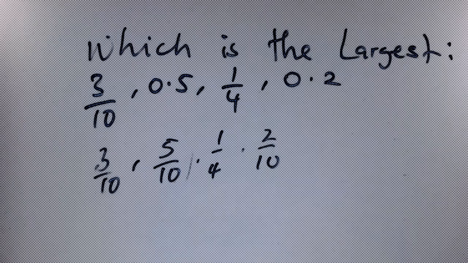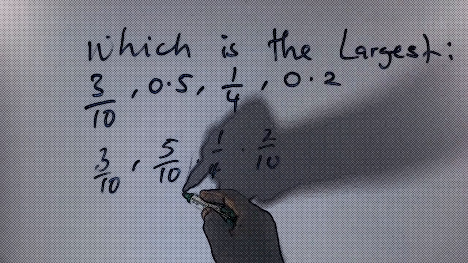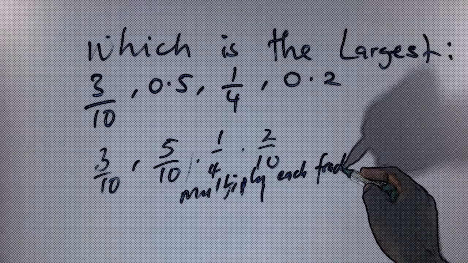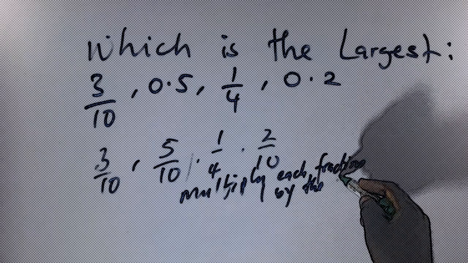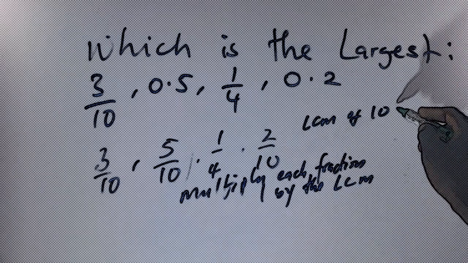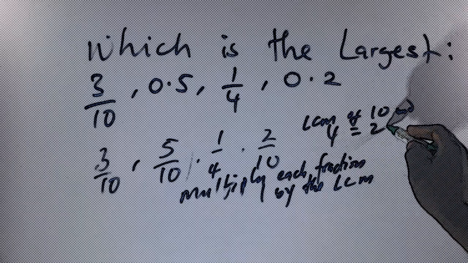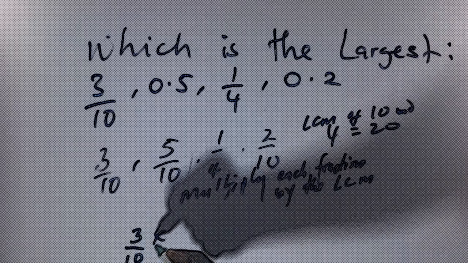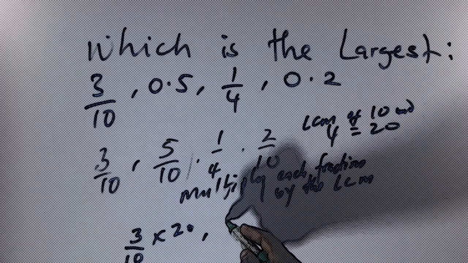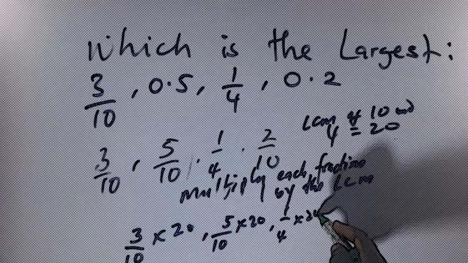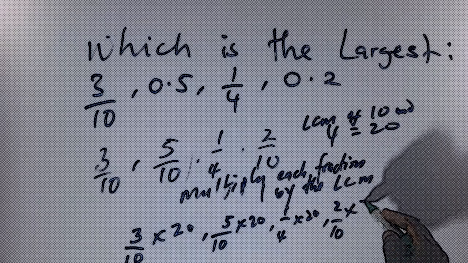Next step is to multiply each of the fractions by the LCM. Here, the LCM of 10 and 4 is 20. So you multiply 3 over 10 times 20, it's the first fraction, 5 over 10 times 20, 1 over 4 times 20, then 2 over 10 times 20.